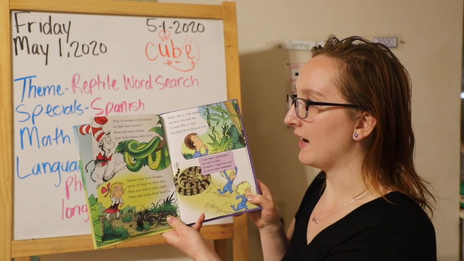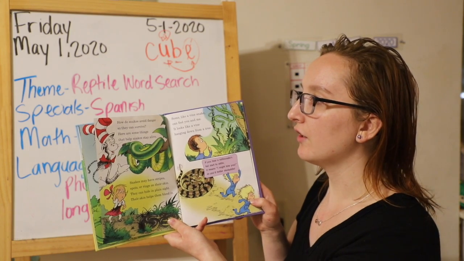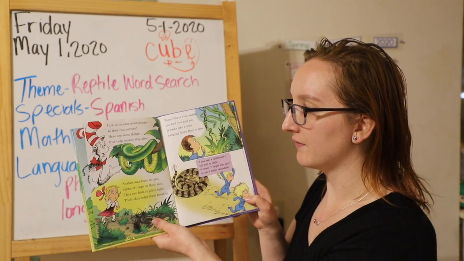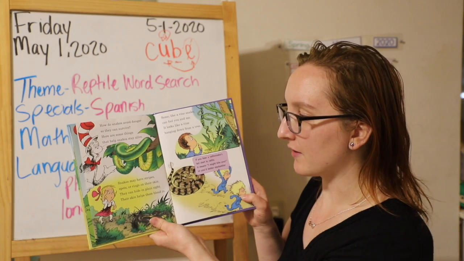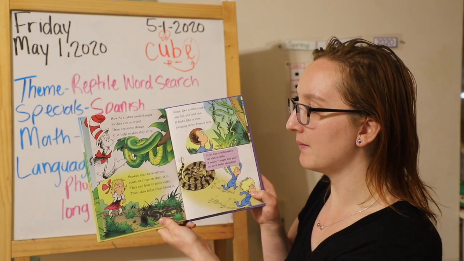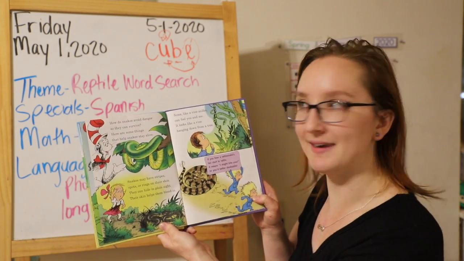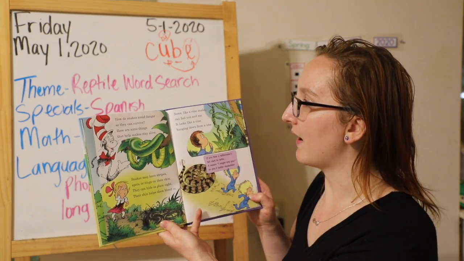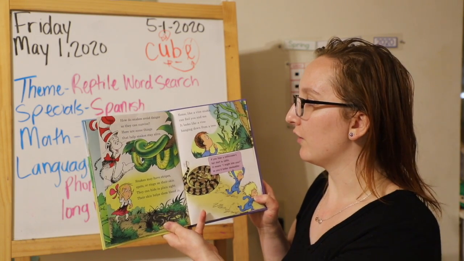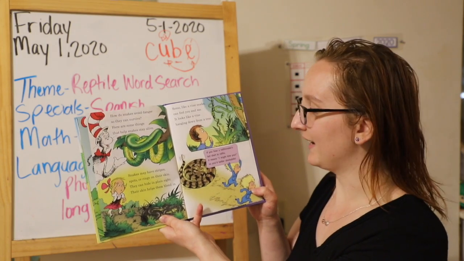How do snakes avoid danger so they can survive? Here are some things that help snakes stay alive. Snakes may have stripes, spots, or rings on their skin. They can hide in plain sight. Their skin helps them blend in. Some, like a vine snake, can fool you and me. It looks like a vine hanging down from a tree.